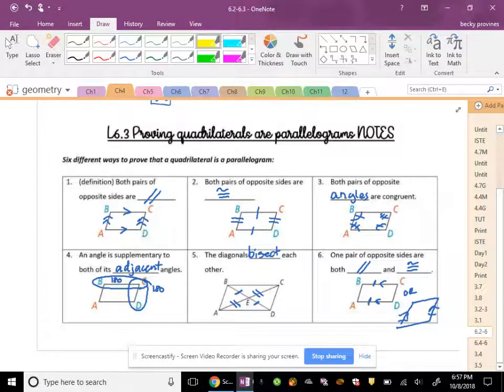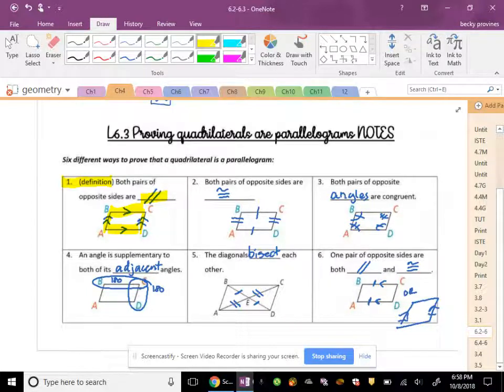So with this first one, this is just the definition. And it says both pairs of opposite sides are parallel. So opposite sides are parallel. So make sure you put this on your picture. You fill in this blank. You're going to end up knowing these forwards and backwards. And actually, you're going to end up knowing them by the number as well.